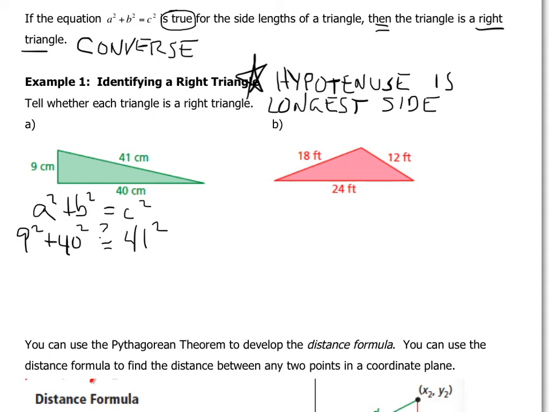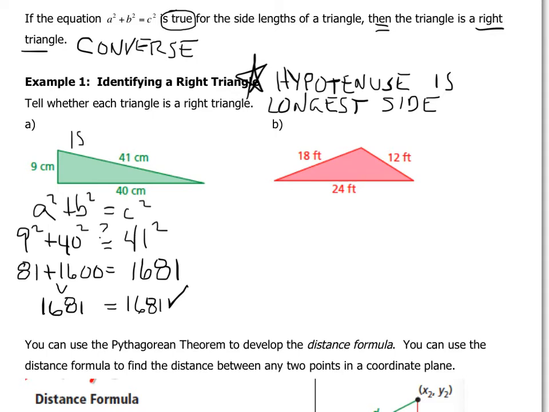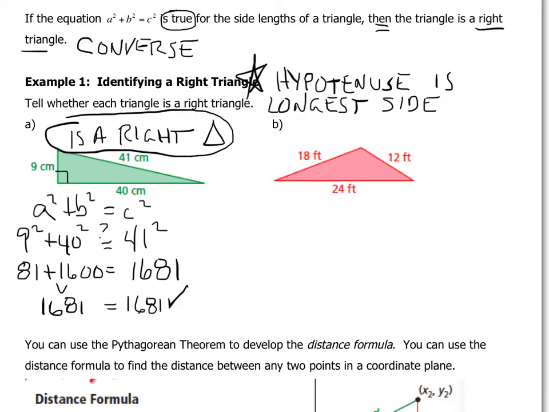So we get 81 plus 1600, and 41 squared is 1681. Then again, I look at the other side here. We get 1681 does equal 1681. That is true, which means that this is a right triangle, which means we also know that this would be a true 90-degree angle.